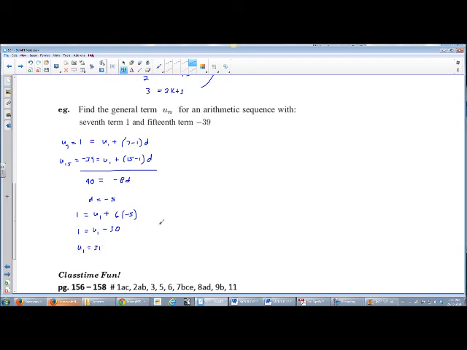Now I need to find the actual general term. That's what we're looking for here, the general term. So the general term is the first term, which is 31, plus n minus 1 times the common difference, which is negative 5. I'll expand that in, so I get 31 minus 5n plus 5. Simplify that, so we get the general term, u sub n, is negative 5n plus 36. And there you have it.